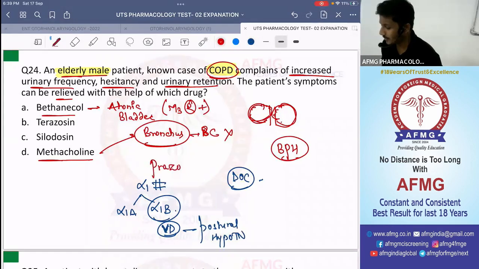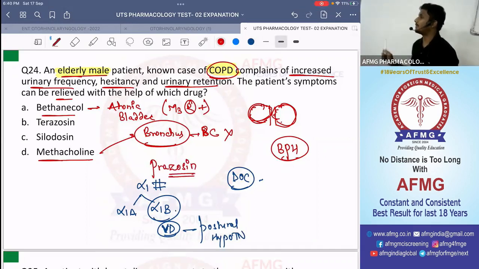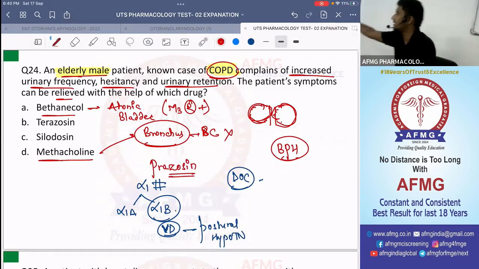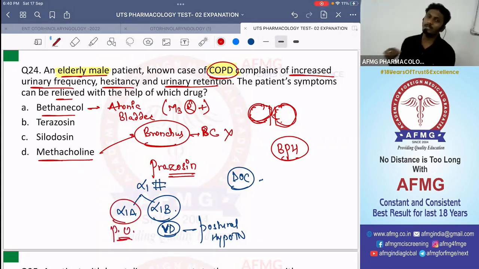terazosin. So zosin drugs जो होते तुम्हारे, these are non-selective alpha-1 blockers. They will block alpha-1A as well as alpha-1B. Alpha-1A is located on prostatic urethra. Dilatation होगा, urinary frequency अच्छी हो जाएगी, urinary symptoms could be relieved, but at the same time it will also cause vasodilation leading to postural hypotension. ठीक है? Therefore, prazosin and other zosins are usually avoided in the patients who have a normal blood pressure.